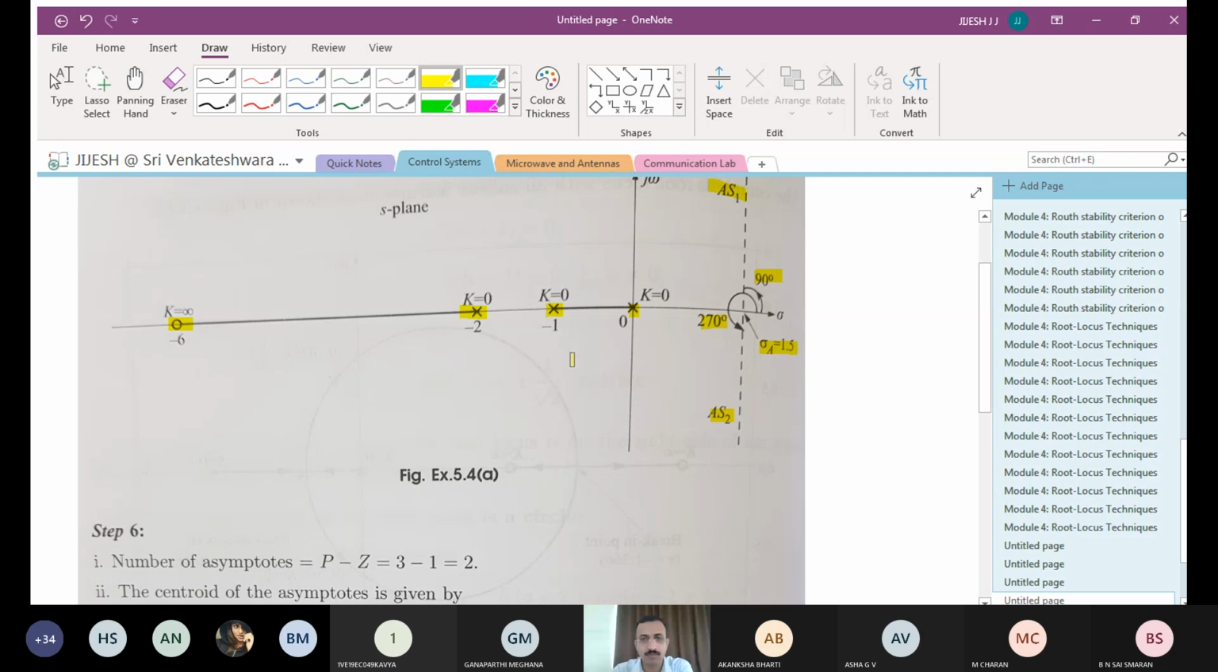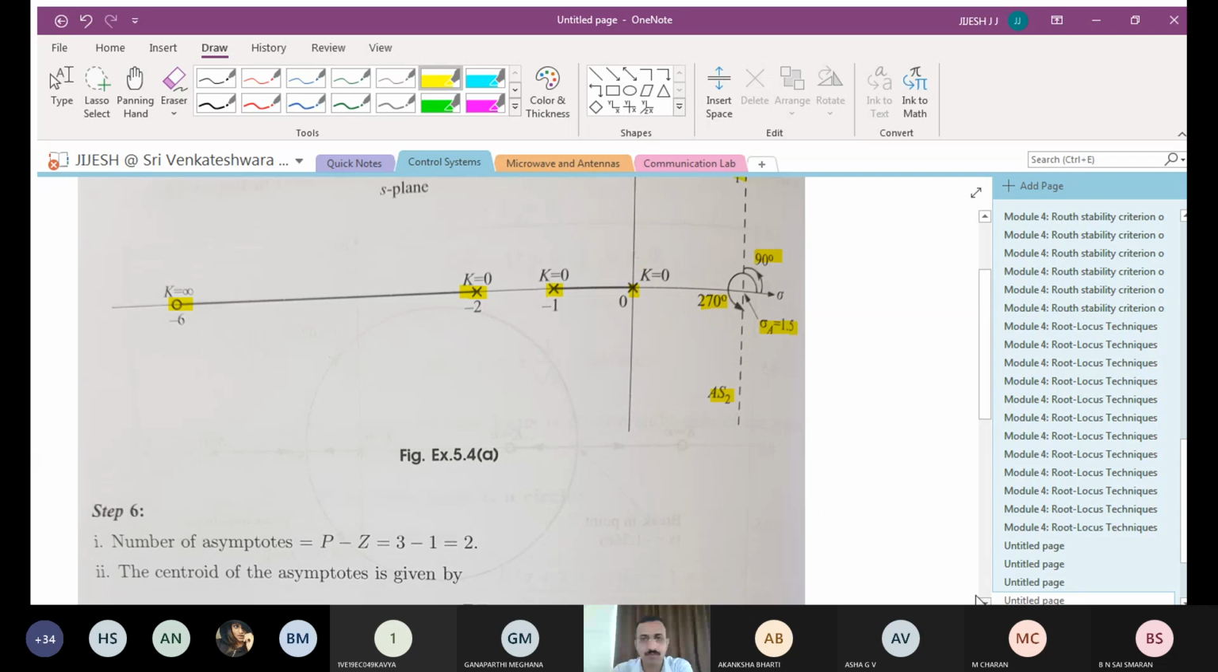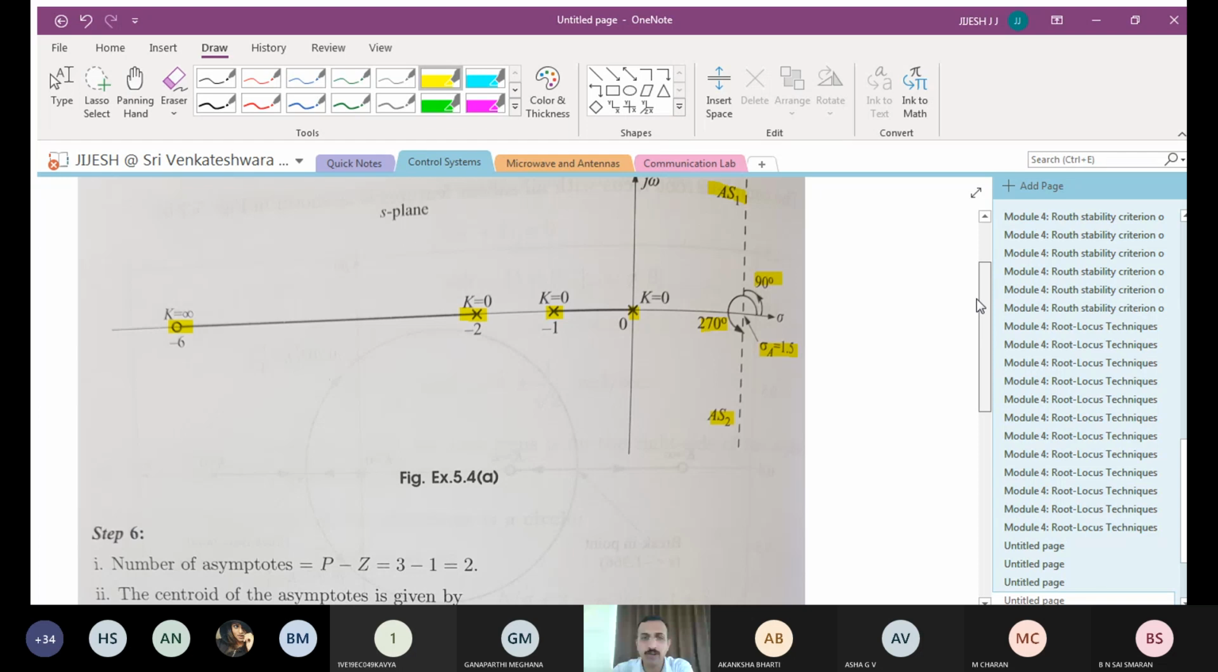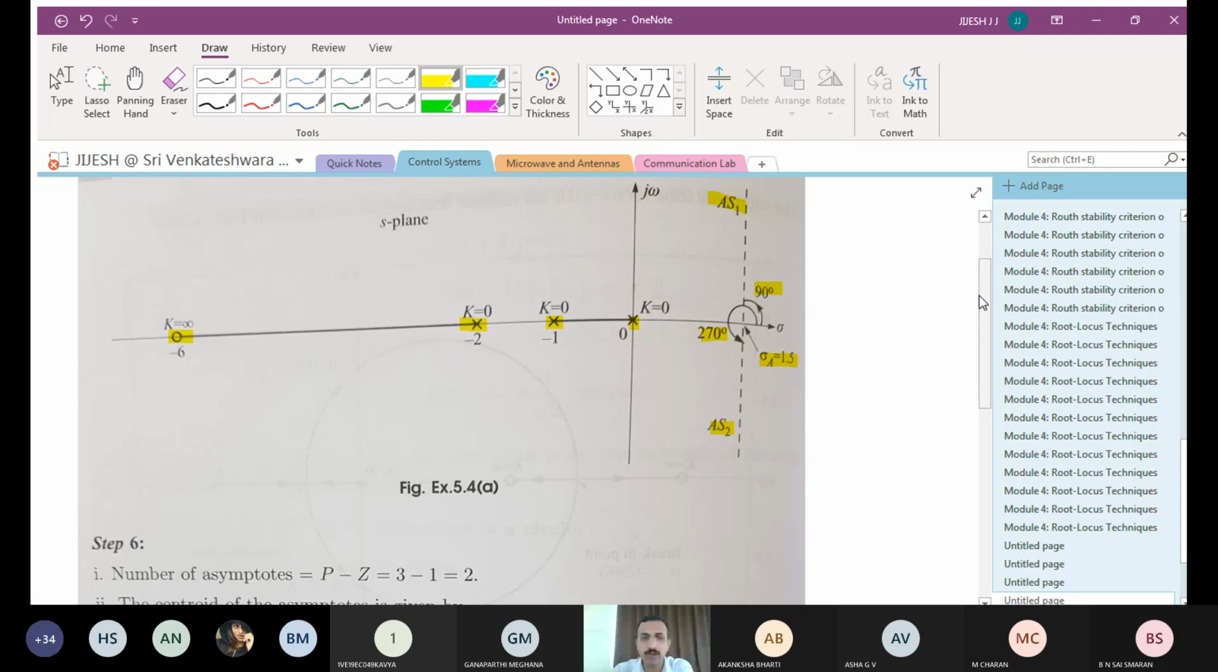So you can do this stepwise. This is just for your understanding. Let me move on further. All these points you can plot on paper and complete it. I'll wait for a minute if anyone is yet to complete. You should draw the poles and zeros, asymptotes and centroid, and then consider the angle.